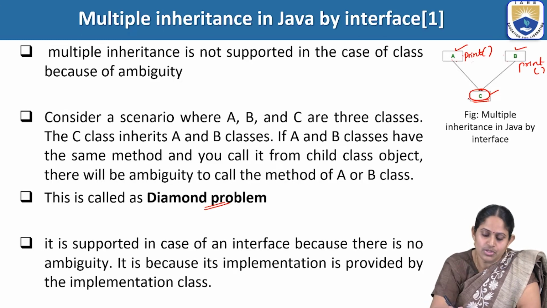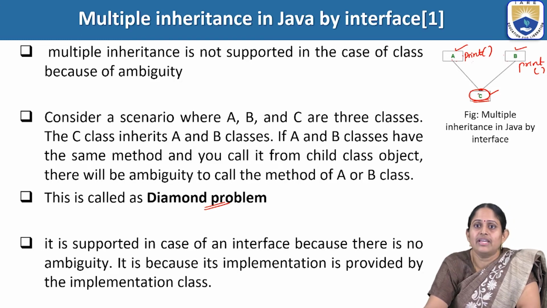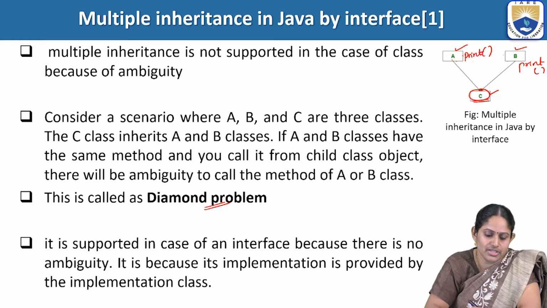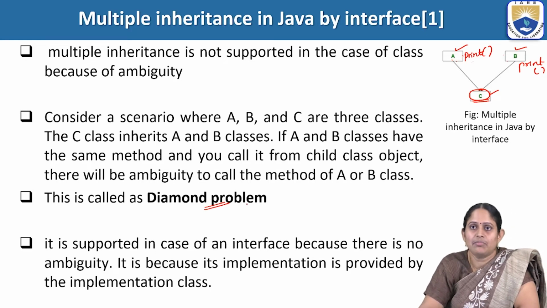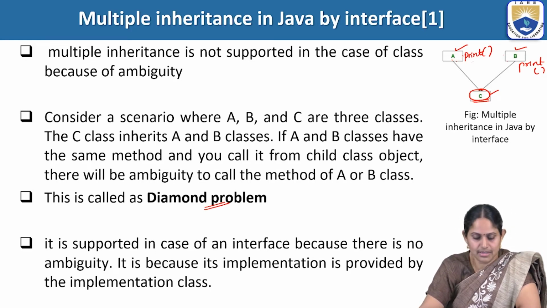Because with the use of interfaces, we can prevent the ambiguity problem which is leading to the diamond problem in inheritance. Okay.